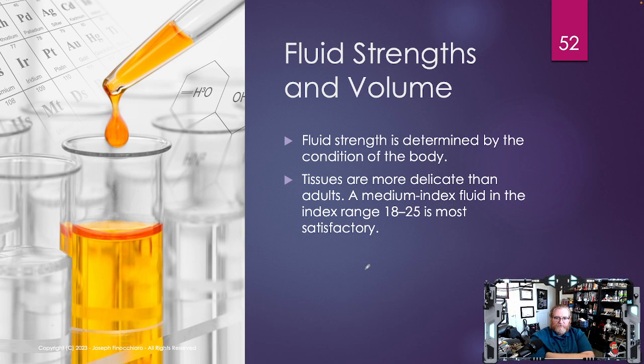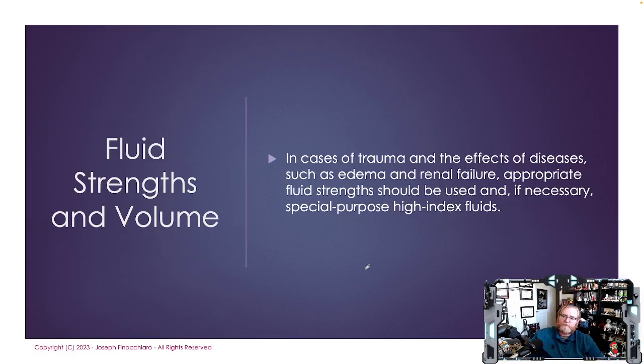On to fluid strengths and volume. Fluid strength is determined by the condition of the body. Tissues are more delicate than adults. A medium index fluid in the 18 to 25 index range is most satisfactory. So, a mild arterial fluid in the normal range, 18 to 25. In cases of trauma and the effects of diseases such as edema and renal failure, appropriate fluid strength should be used, and if necessary, special purpose high index fluids. So if you have a complicated case, use complicated case fluids.